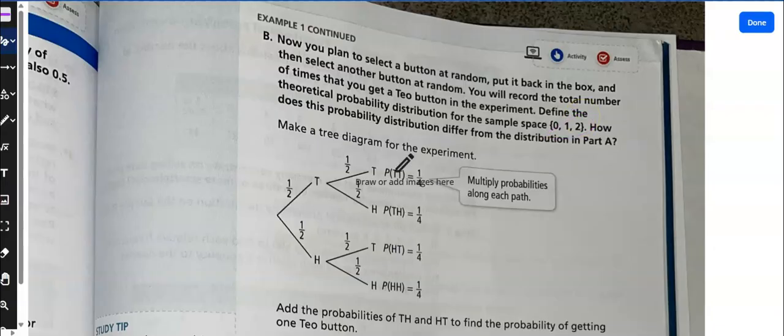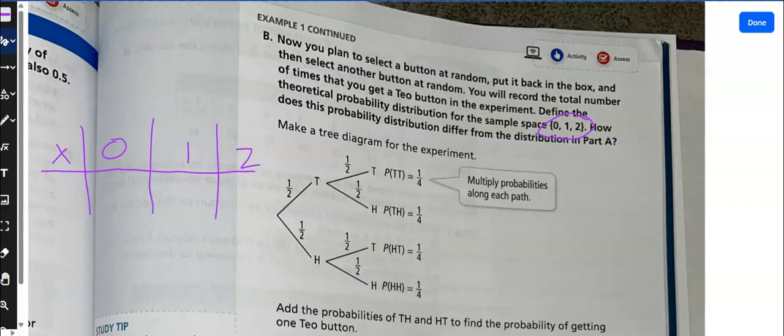Well, that's kind of weird. 0, 1, and 2, what does that mean? That means we're going to only draw out 2 times. So if we're going to draw out 2 times, the outcomes we could get are 0 Teo buttons, 1 Teo button, or we could get 2. And this right here is called a probability distribution. Let me type that out. Probability distribution.